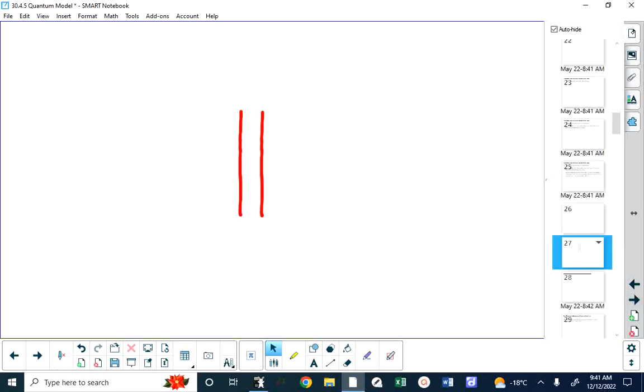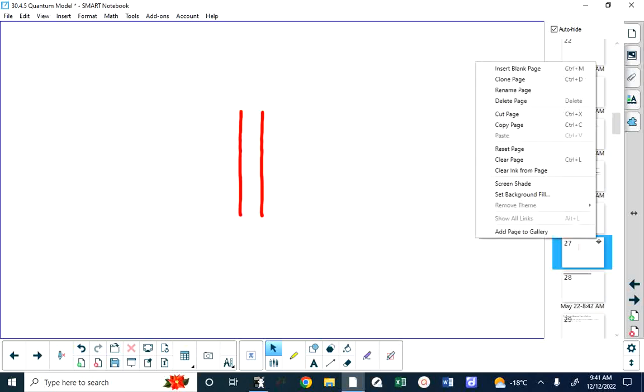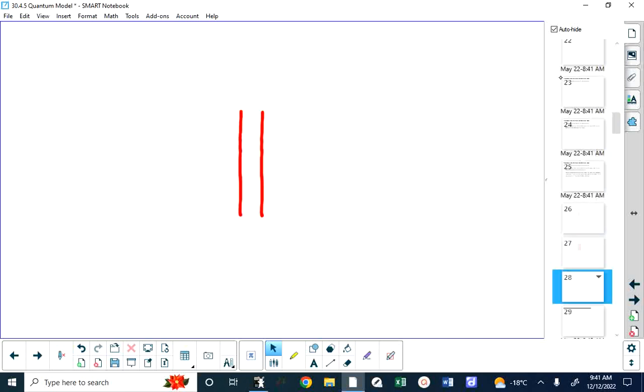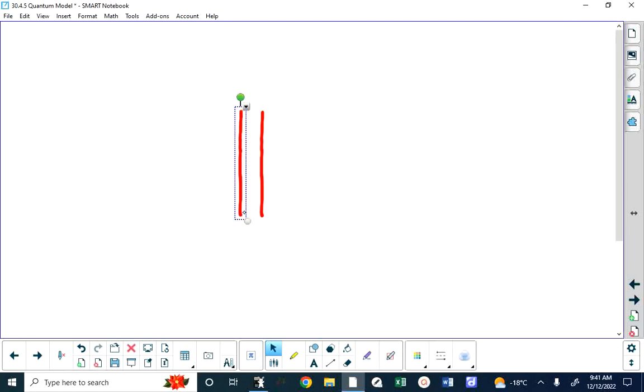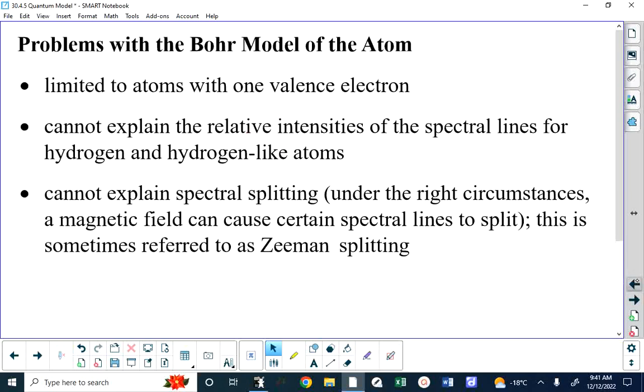Sometimes, if this is the line that you're observing to begin with, then you get that. So not only does it split, but there's a part of the line that stays there. It's sometimes referred to as Zeeman splitting. You don't need to know the word Zeeman, but I throw it out there in case you're interested in researching it. And Bohr just is at a loss to explain that.